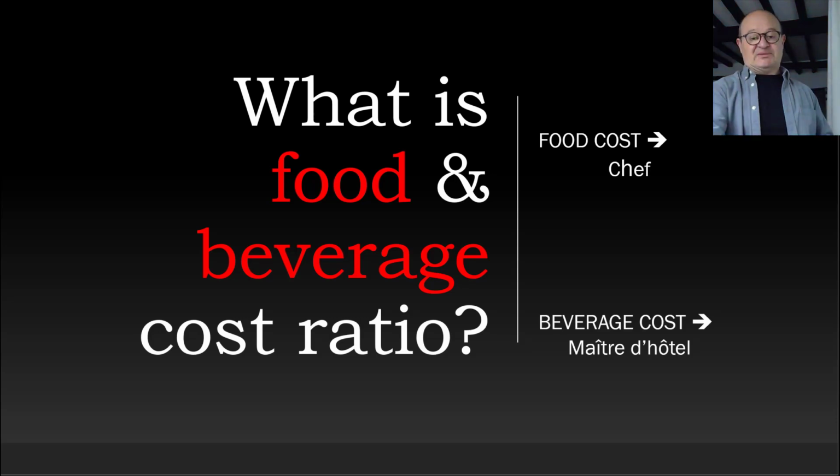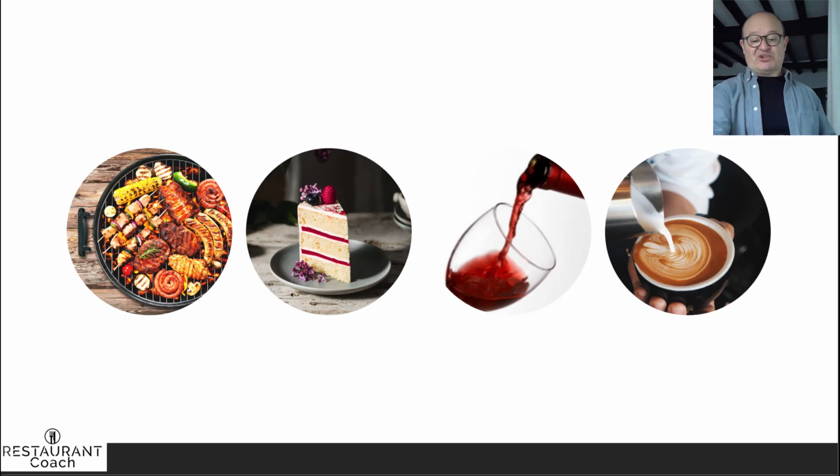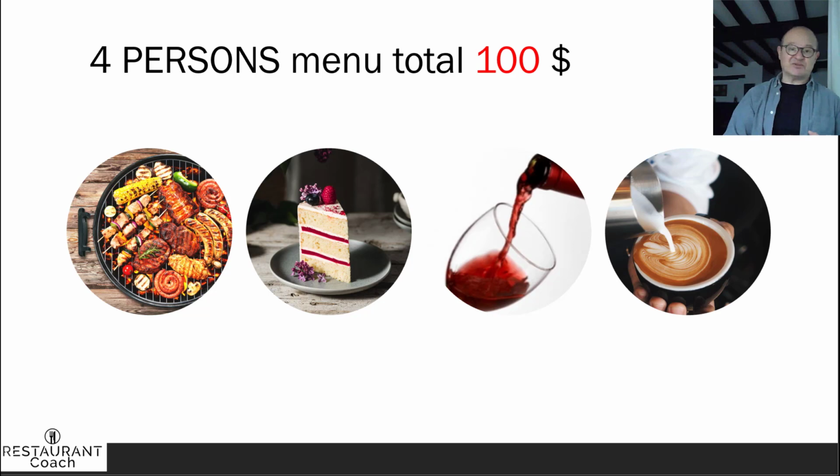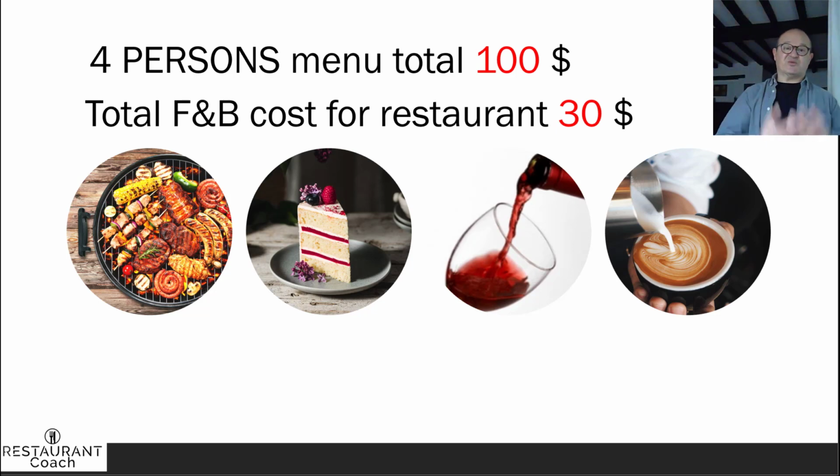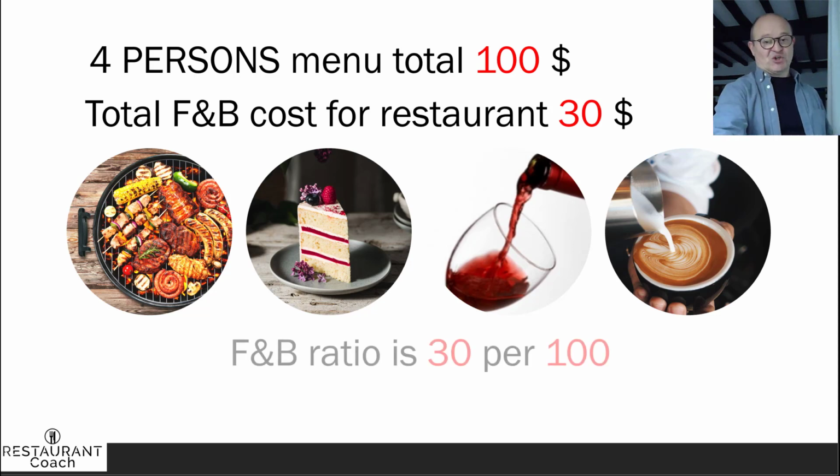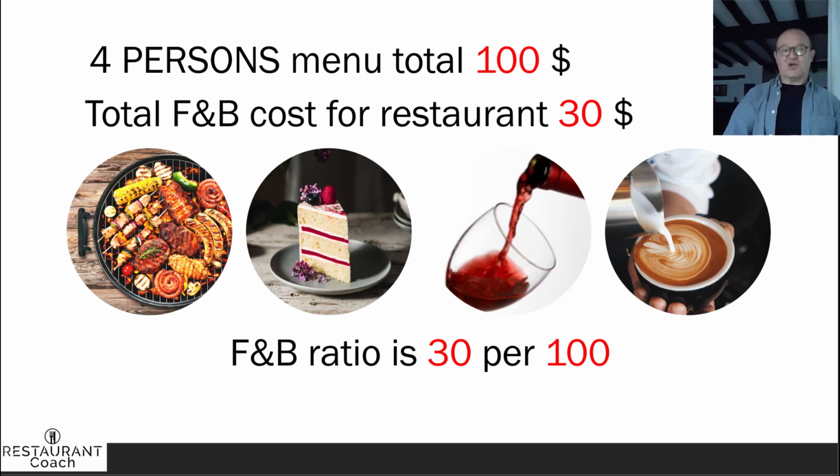So what is it exactly? What are we talking about when we say food cost ratio? Let's imagine you have 4 persons coming in a restaurant and they pay a total amount of $100. To prepare these 4 menus of $100, you have used sausage, all kinds of food, wine, maybe coffee. All the expense represents $30. So you spend $30 in food and beverage and they pay $100. In this case, we are talking about the food and beverage ratio of 30%. That means $30 has been used to prepare the menu for $100 of income.